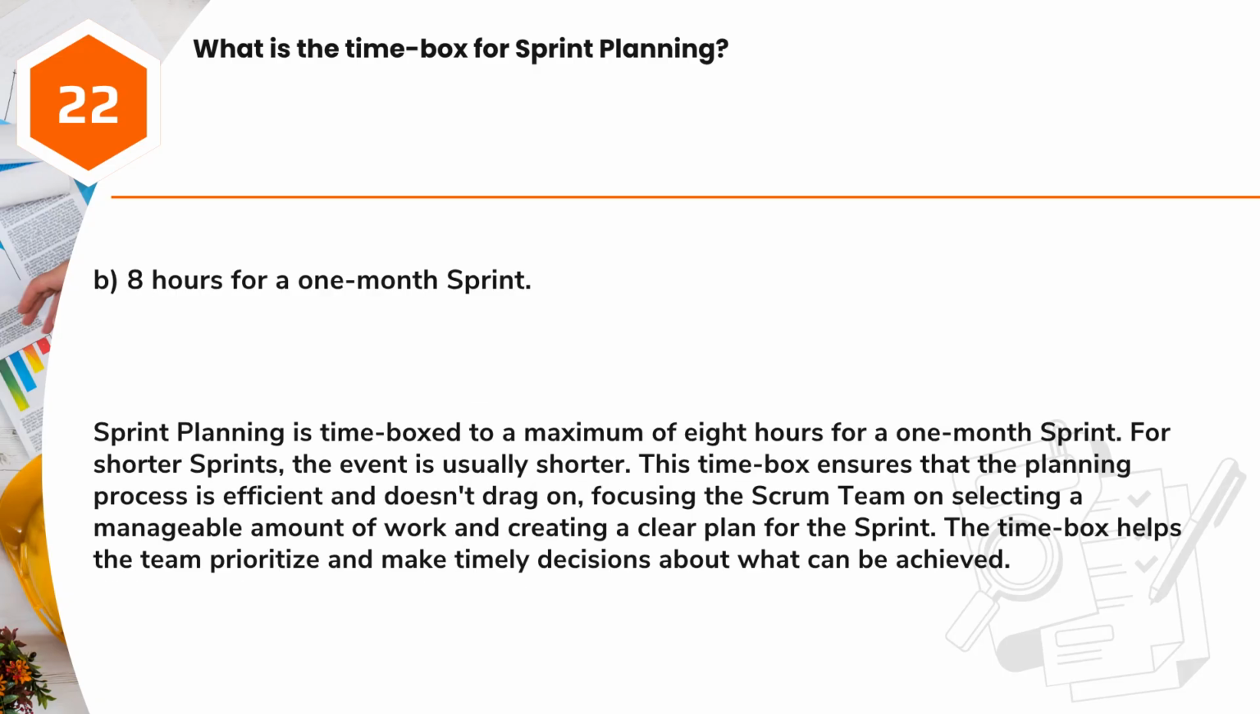Answer: B. 8 hours for a 1-month sprint. Sprint planning is time-boxed to a maximum of 8 hours for a 1-month sprint. For shorter sprints, the event is usually shorter. This time box ensures that the planning process is efficient and doesn't drag on, focusing the Scrum team on selecting a manageable amount of work and creating a clear plan for the sprint. The time box helps the team prioritize and make timely decisions about what can be achieved.